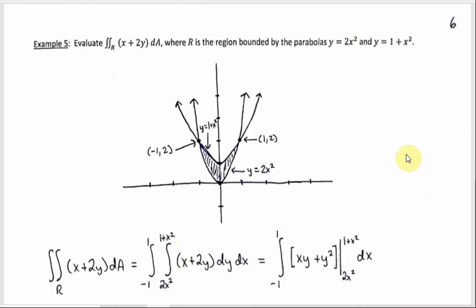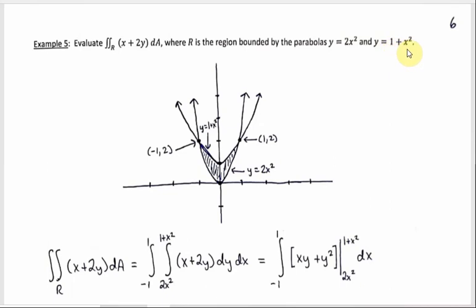Number 5, not the greatest parabolas that I've ever drawn in my life, but they're good enough to see what's going on, I guess. So the region that we're supposed to be integrating over is bounded by these two parabolas. So the one on the bottom is the 2x squared, right? Because 0, 0 is on that parabola. And then if you substitute in 1, you're going to get 2. You sub in negative 1, you're going to get 2. So that was enough to draw that one.